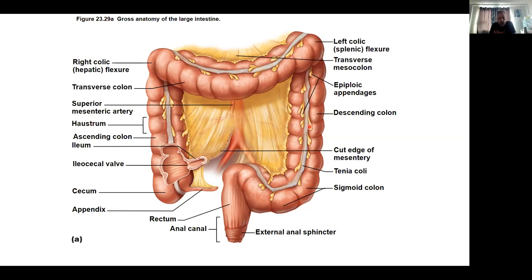And we come down through the descending colon. And then we travel through this S-shaped part right here, and you can kind of see the S. This is the sigmoid colon.